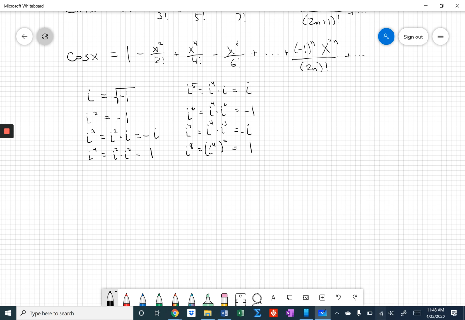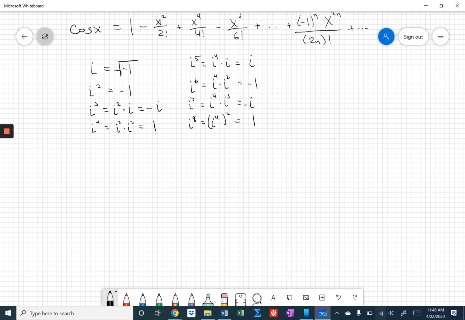You probably in an earlier class were asked to evaluate or simplify i raised to some large power. And this is what you were doing. You're essentially finding the remainder when the exponent was divided by 4. And whatever the remainder is, then you got one of these.